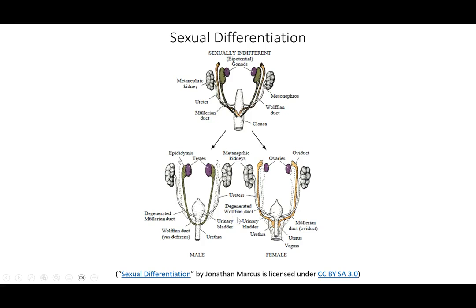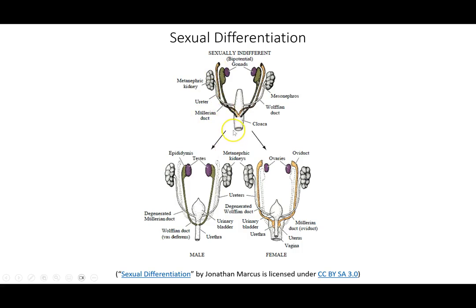So kind of moving on to this image, a little bit of visual aid. Here's our bipotential tissue. This tissue is sexually indifferent, so it's undifferentiated. These are the gonad tissues. And then here in green is going to be our Wolffian duct system. And then in this more yellowish or mustard color, it's very subtle, that's our Mullerian duct system.